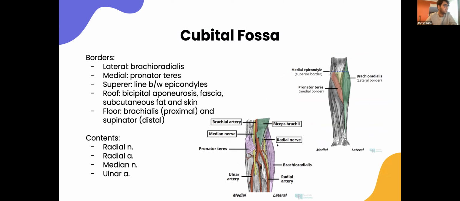What are the important contents? Well, if we go from the lateral side to the medial side, we have the radial nerve on the lateral side, the radial artery branching off the brachial artery, as well as the ulnar artery, and then the median nerve of note.